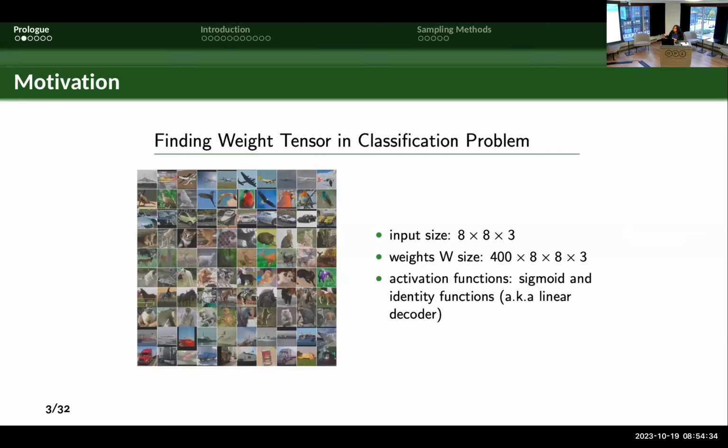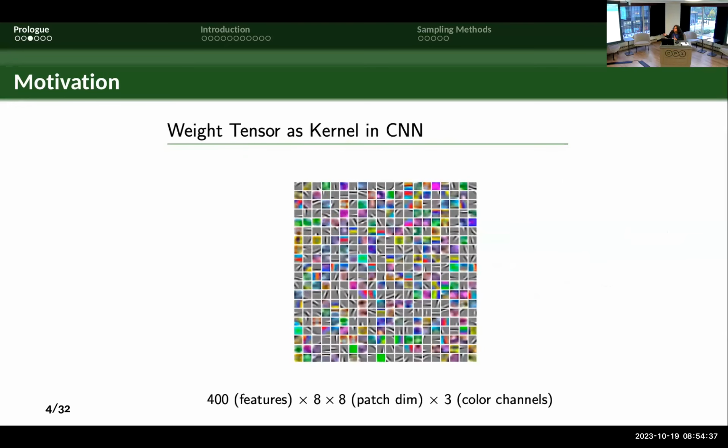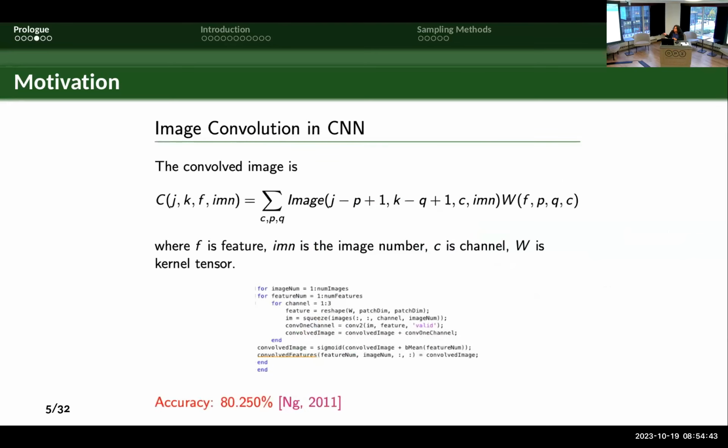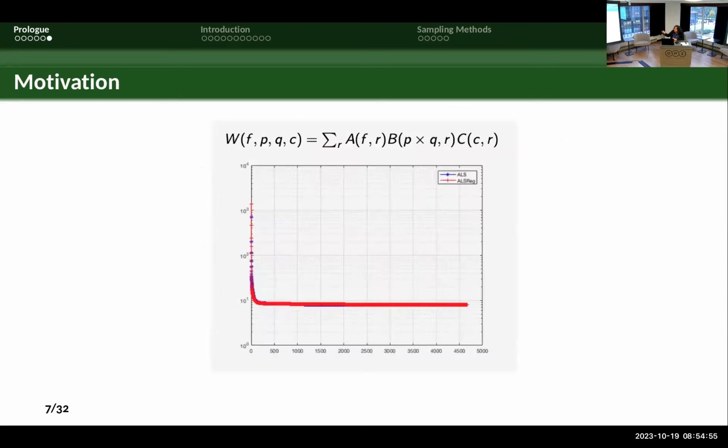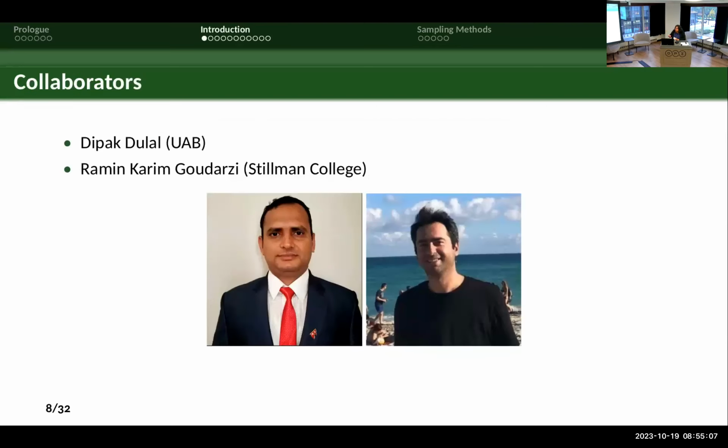A lot of you know more about this than I do. I just wanted to point out that weight tensors serve as kernels in convolution networks for image convolution, and you can use tensor decomposition for that. And what happens when you do that is you see this swamp. So I'm motivated by swamp. I'm like a swamp lady. Here are my two collaborators: Deepak is currently my graduate student, and Raman is currently at Stillman College.